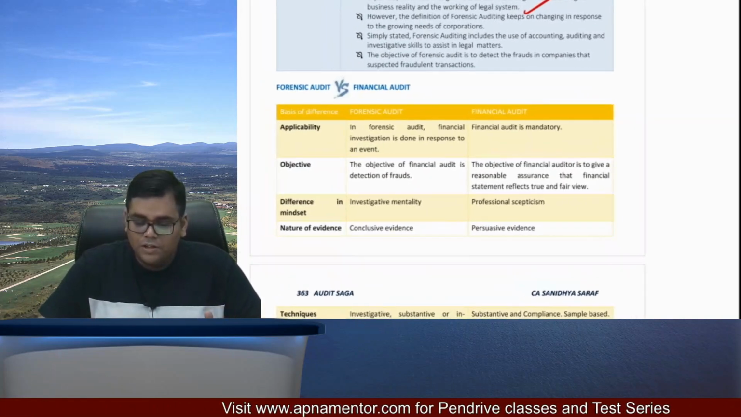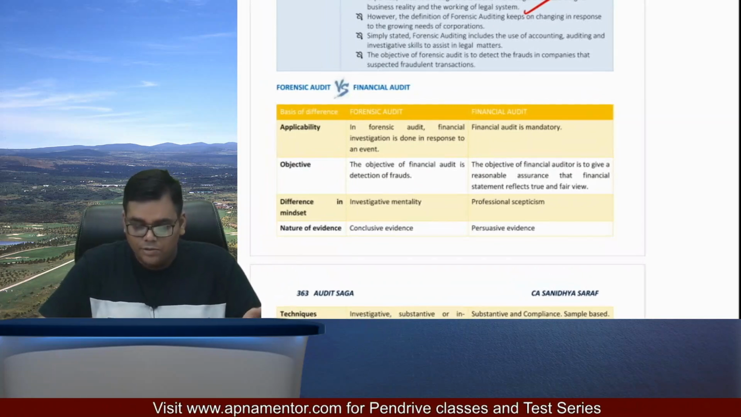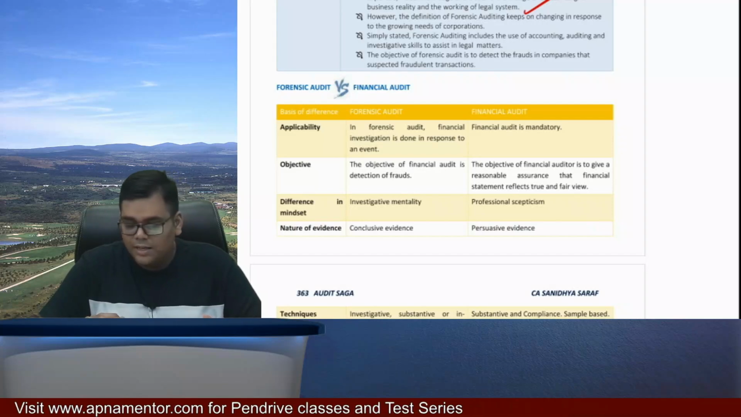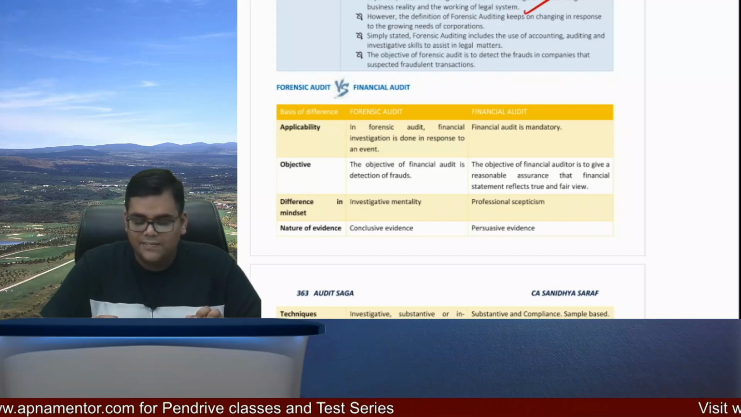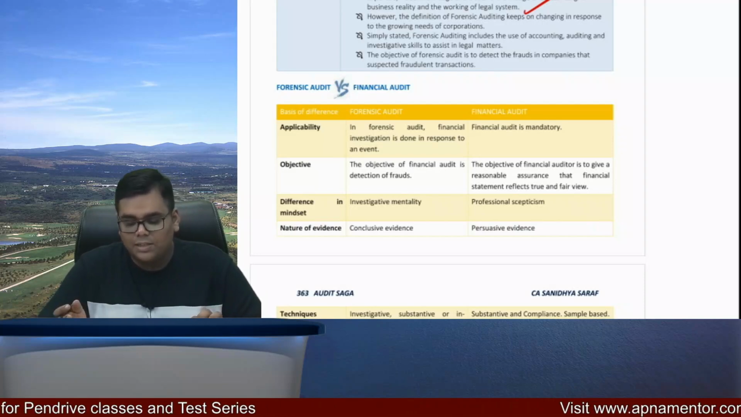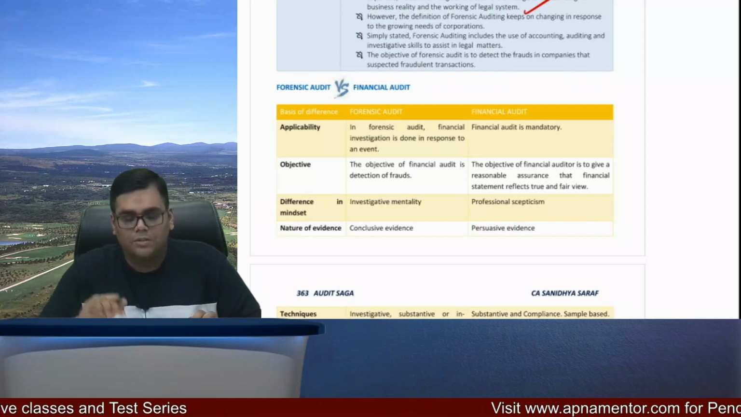However, the definition of forensic audit keeps on changing in response to the growing needs of the corporation. Simply stated, forensic auditing includes the use of accounting, auditing, and investigating skills to assist in legal matters. And the objective of forensic audit is to detect the frauds in companies that have suspected fraudulent transactions.